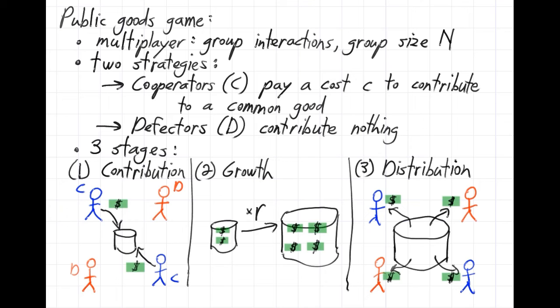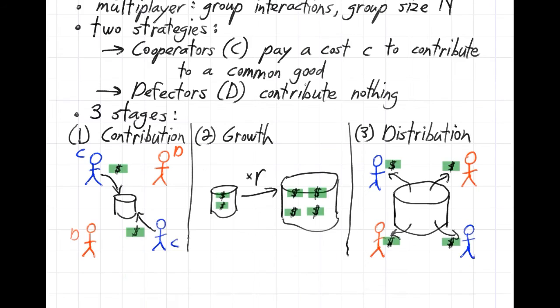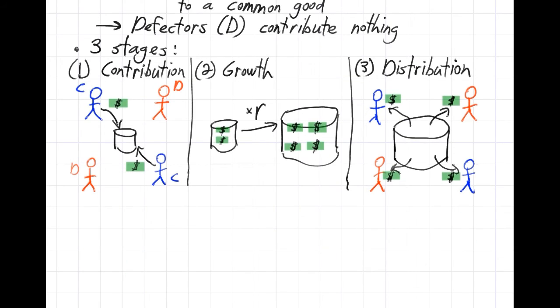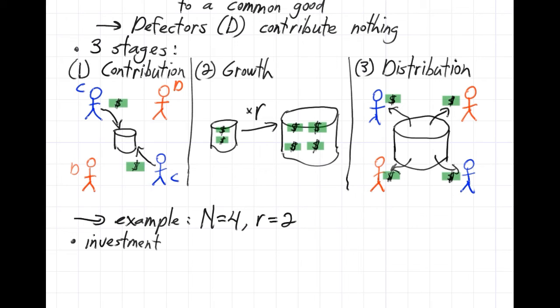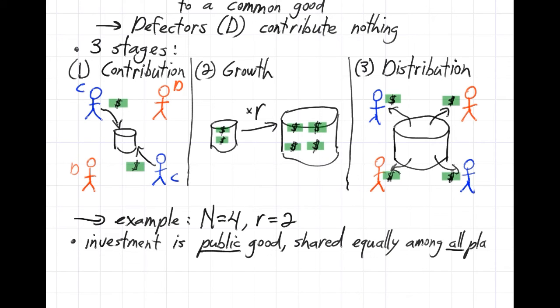The amount that's contributed is grown by a factor of r, and then that total amount is distributed to everybody. In this example, we have 4 players, n equals 4, and the multiplication factor, the growth factor, is 2. And what makes this a public goods game? The investment, the amount that's resulted after the growth stage, is a public good. So it's shared equally among all the players.